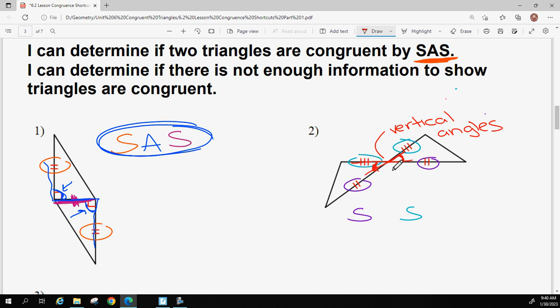And so if I look at this angle pair, I can write an A, but I need to know, is it between the two side pairings? And if I look, it is. This angle is between the two sides I have marked. This angle is between the two sides I have marked. And so I can put my A between there, and I could say those two triangles are congruent.